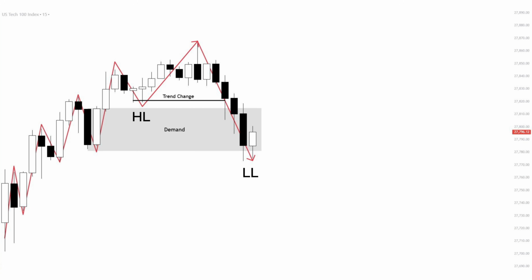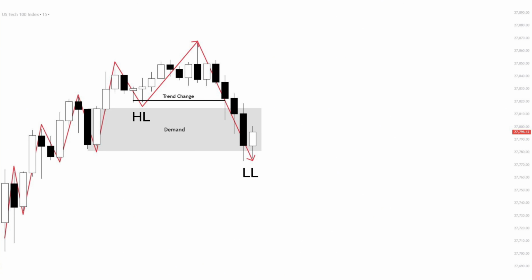There was also no demand found on this low, because the demand is the last bearish candle before the impulse to the upside. But that needs to be as close as possible to the low, and the only bearish candle on this pullback is literally near the high. So that can't be considered as a valid or high-quality demand.